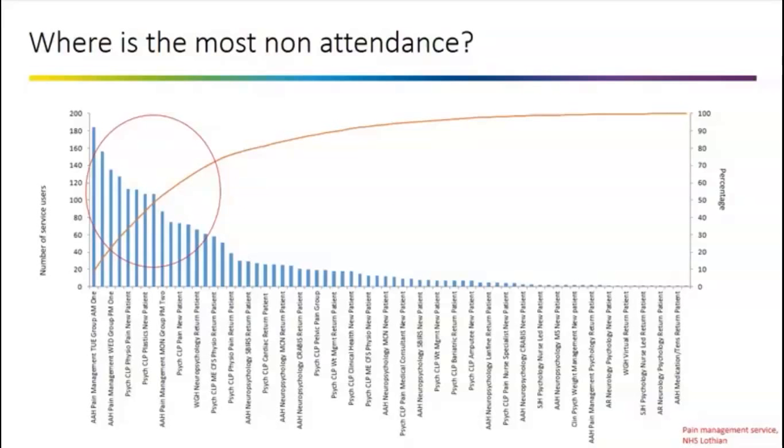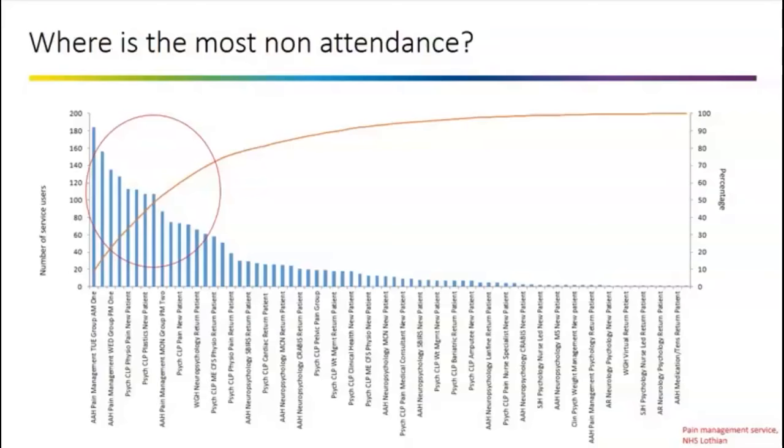And what happens is you can see that ranked in order from the largest to the smallest all the way along. The red line that goes from the bottom to the top is a cumulative percentage, and what you can work out from that is the 80-20 rule. So the circle round it is where you're looking at the factors, or in this case the services, that contribute 80% of the non-attendance.